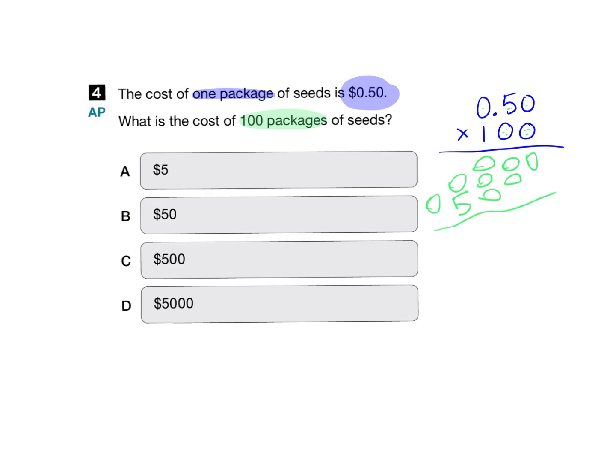Okay, now we're going to add it all together. Add, and 0, 0, 0, 5, 0. And since the decimal is 2 places, like the 100 has 2 zeros, then we can move the decimal by 2. So what number does that say now? That says $50.